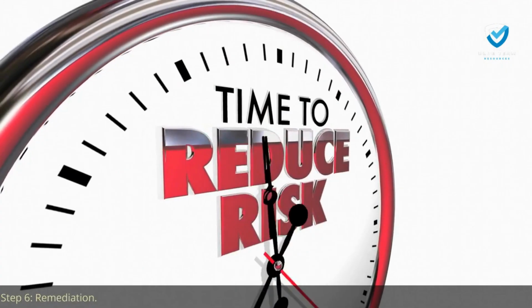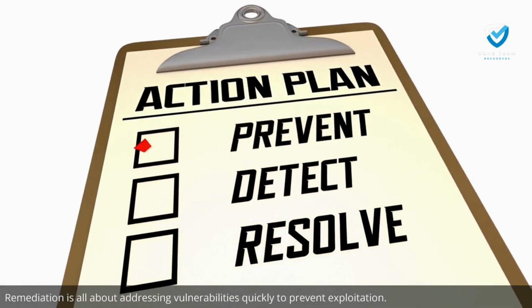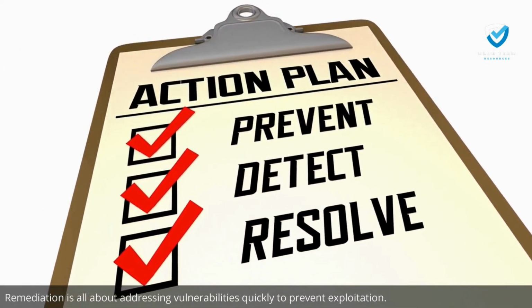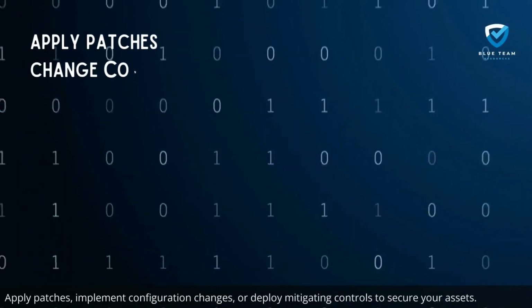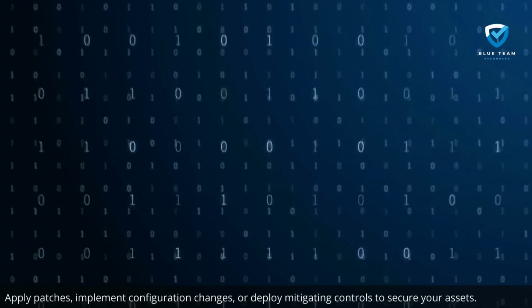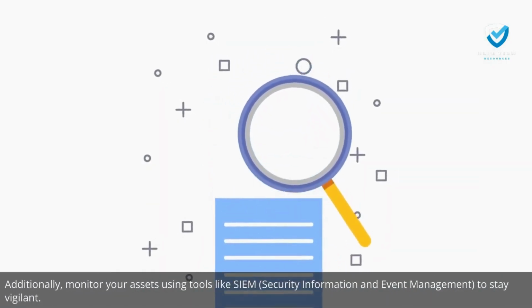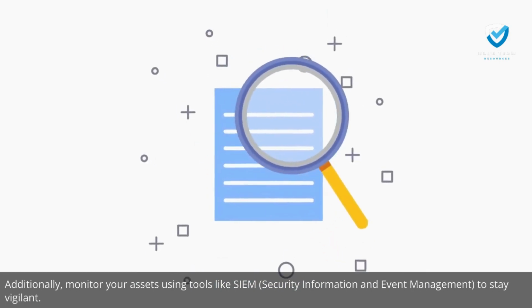Step 6. Remediation. Remediation is all about addressing vulnerabilities quickly to prevent exploitation. Apply patches, implement configuration changes, or deploy mitigating controls to secure your assets. Additionally, monitor your assets using tools like SIEM, security information and event management, to stay vigilant.